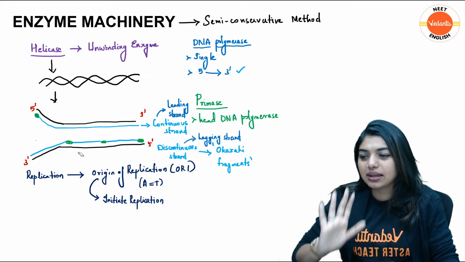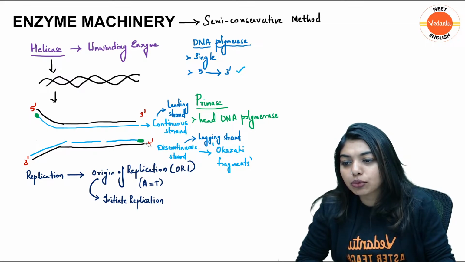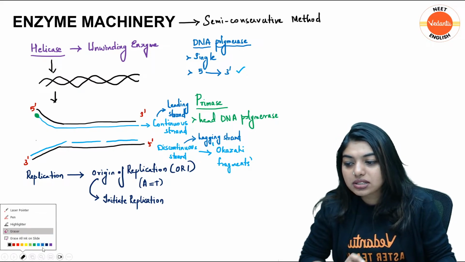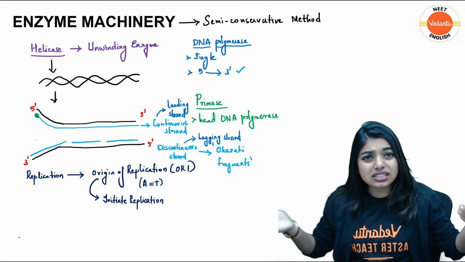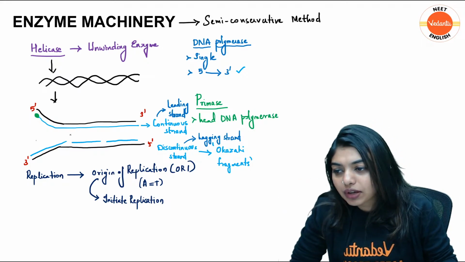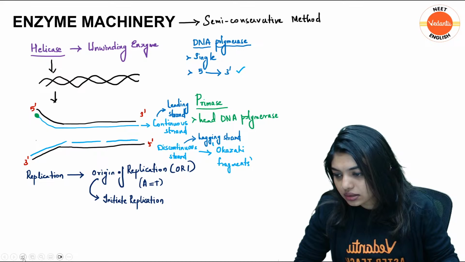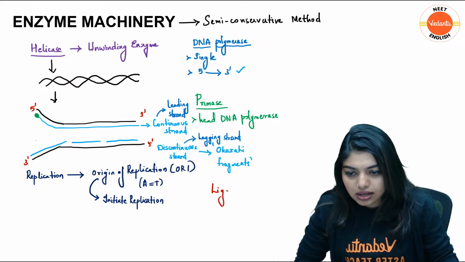Same way, DNA polymerase's work will get over, and DNA polymerase is like, I don't want any more primers. Remove all the primers. Then we need to fill this gap. We don't want it like a fragment, I need it like a strand. So then one more player will come, that is called your ligase.